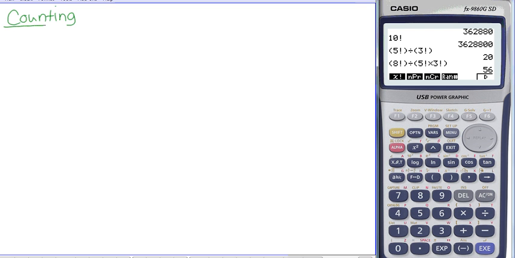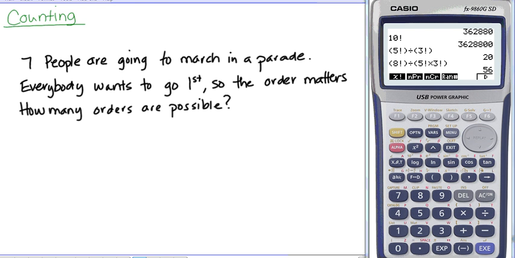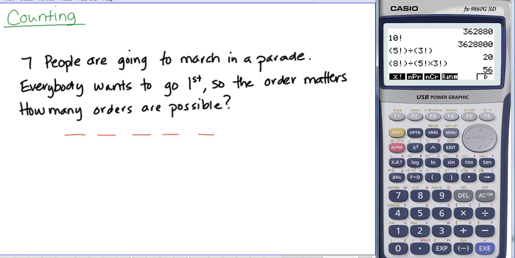For counting, just in general, an example for this, we're going to be something like 7 people are going to march in a parade. Everybody wants to go first, so the order matters. How many different orders are possible? You could pause the video if you wanted to write down this situation. But let's look at, we just did one like this a few minutes ago. If we're going to march in a parade, we have distinct slots, and the order matters. That's important. So we've got 7 ways to choose the first person, then 6, then 5, then 4, then 3, then 2, didn't make enough blanks, then 1.